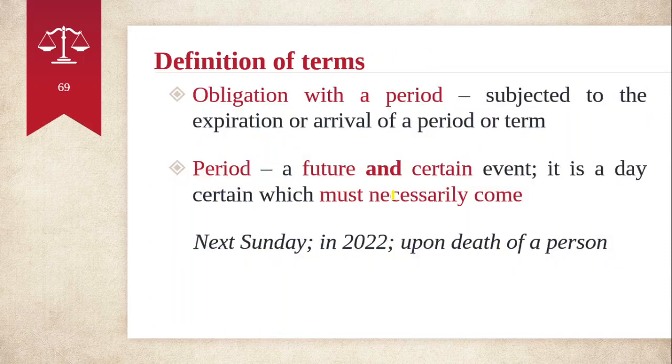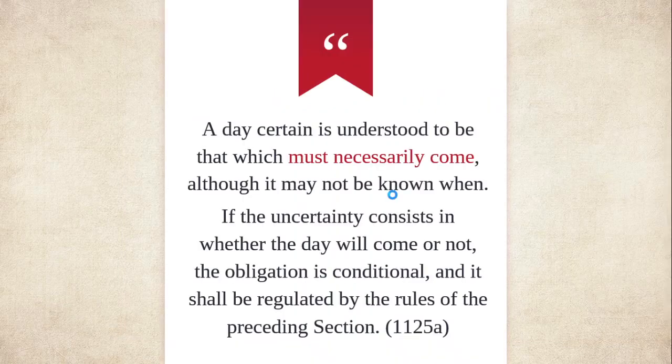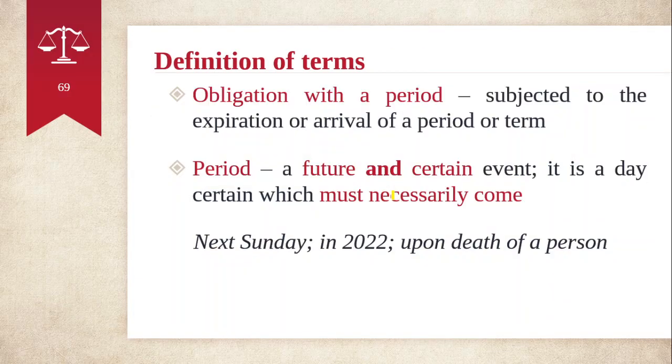Okay? So, example sa period. I think we have examples here. Okay, ayan. Next Sunday. Okay? Future and certain. That's the period. Ang condition, future and uncertain. Alright? Ito, certain. Alam nating mangyayari, alam nating darating yung next Sunday na yan. Alam nating mangyayari or darating si 2022 na taon. Alam nating mamamatay ka, hindi nga lang natin alam kung kailan, pero sure tayong dadating yan. Okay? That's a period.